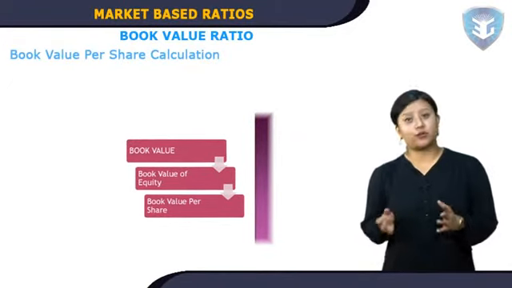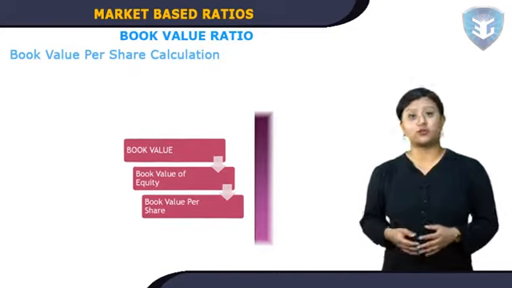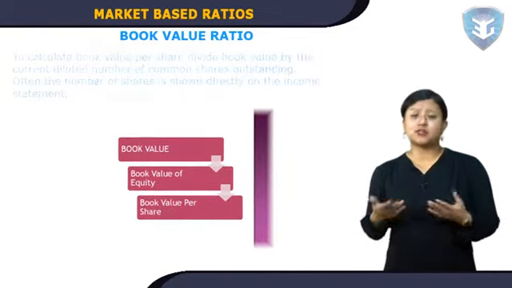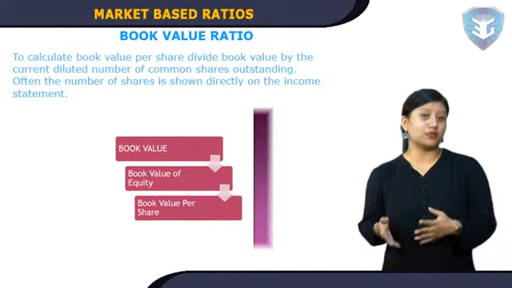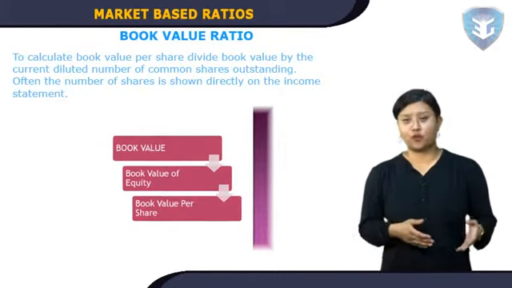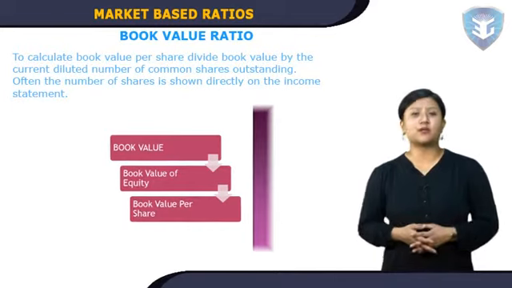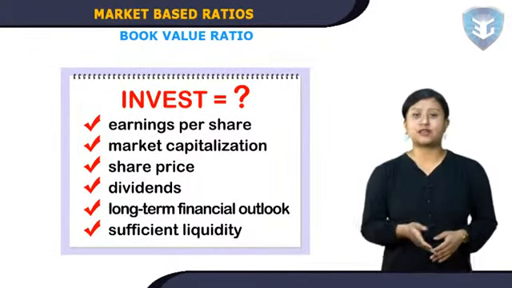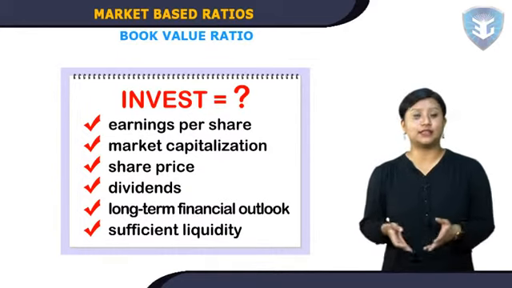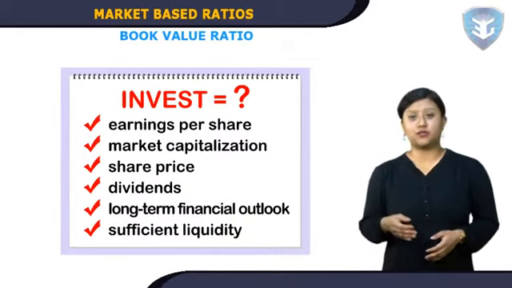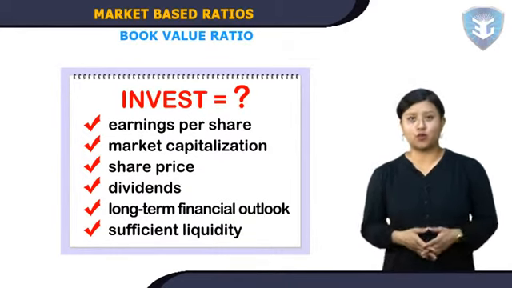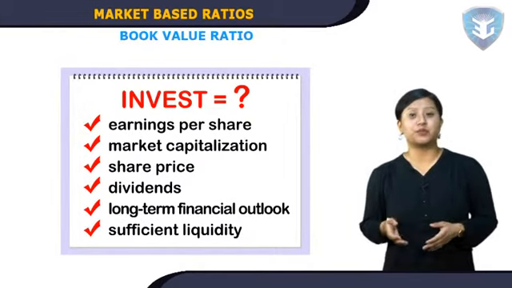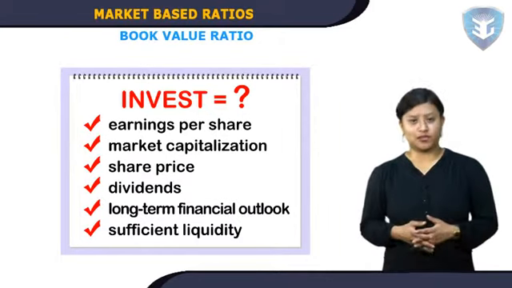Unless anyone is Warren Buffett, he is not likely going to buy the whole company. Therefore, he was interested in book value per share. To calculate the book value per share, divide the book value by the current diluted number of common shares outstanding. Often the number of shares is shown directly on the income statement. The diluted number of shares can also be calculated by dividing the latest quarter net income by the diluted earnings per share in the latest quarter. If there has been a share issue in the quarter, this will not be completely accurate, but it is usually close enough.